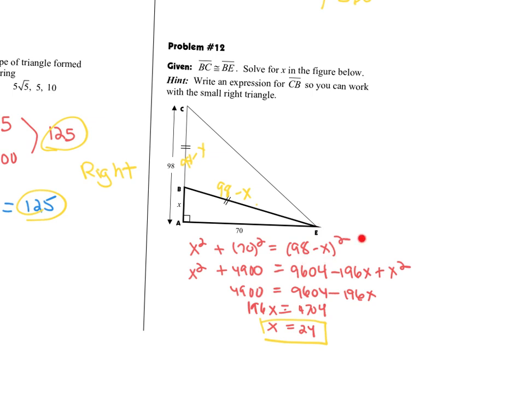So that's where I'm either doing FOIL, distributive property, or box method to multiply that out. When I do, this is the result. And what happens is, since I have an x squared on this side and an x squared on this side, the x squared cancels out and this is no longer a quadratic. So I just need to solve for x, and x will equal 24.